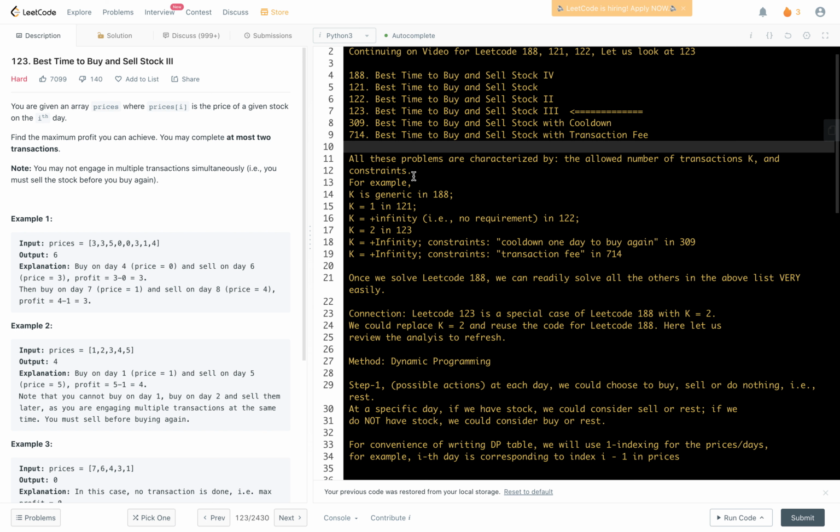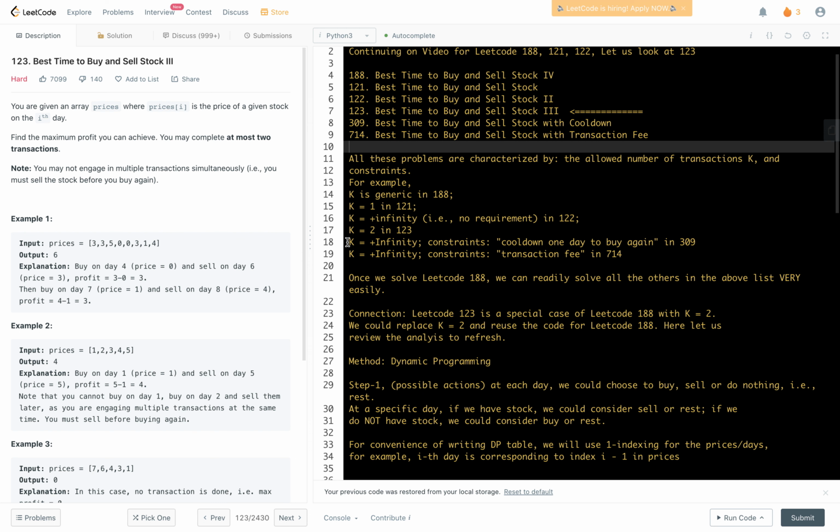So actually, as we mentioned when we do problem 188, this series of problems are characterized by the following two things. One is the allowed number of transactions k, and another is constraints. So for example, in 188, k is generic, and in 121, k equals 1. And in 122, k can be regarded as infinity. So in this problem, k is 2.